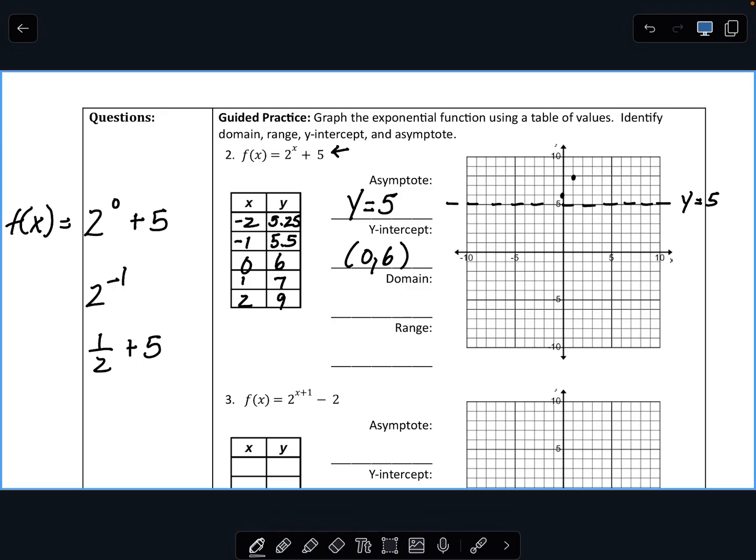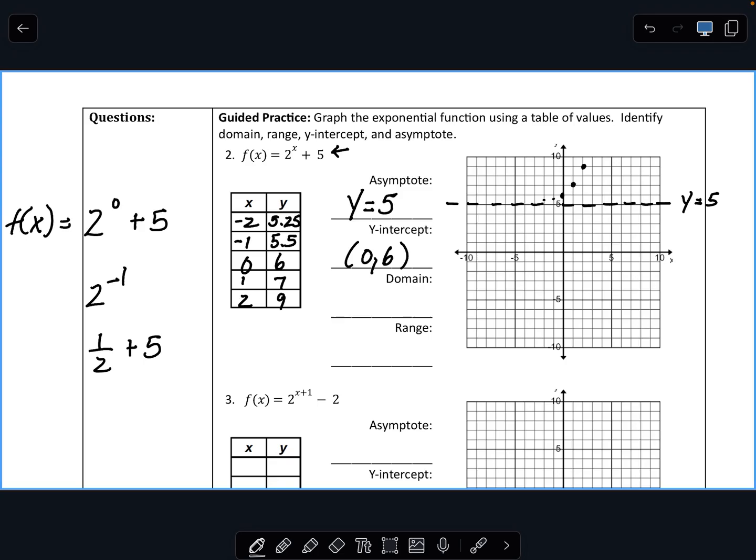And then you're going to have negative 1 is 5.5, which is about right there, and then I go down just a little bit more. And then you can graph your curve. Oops. That's what I did wrong. Sorry about that. That's why it looks weird. That's supposed to be at 7.